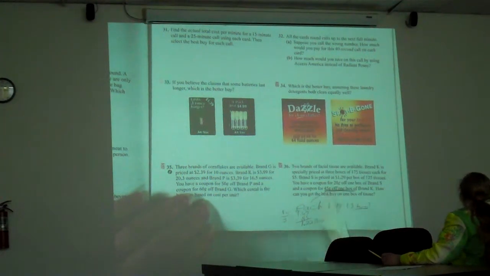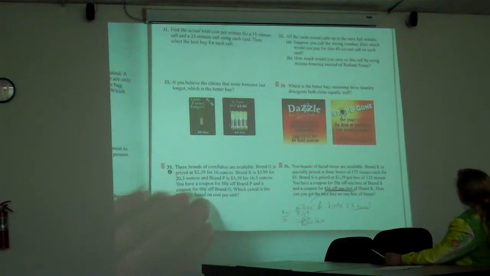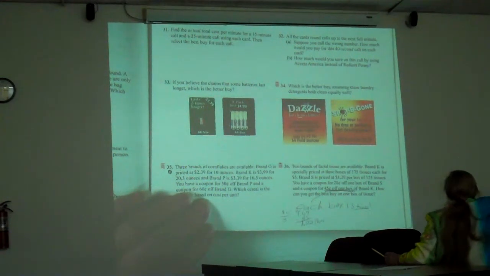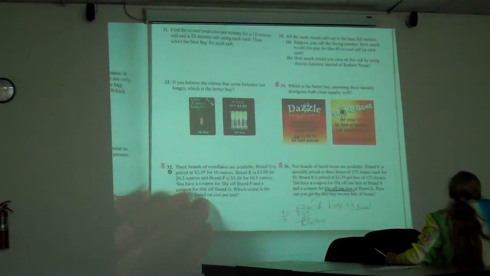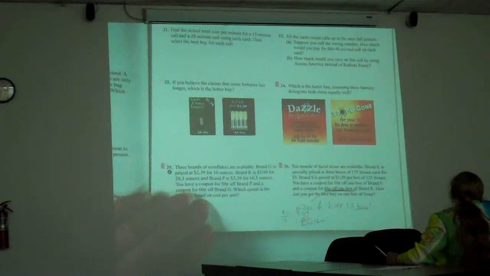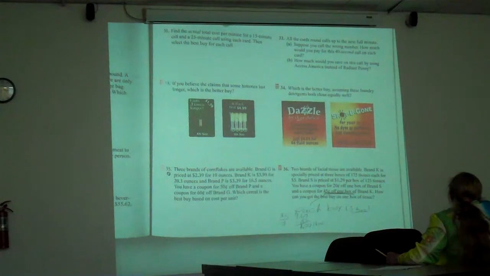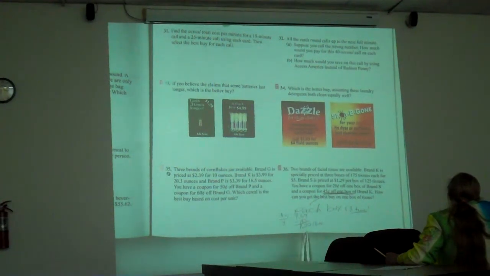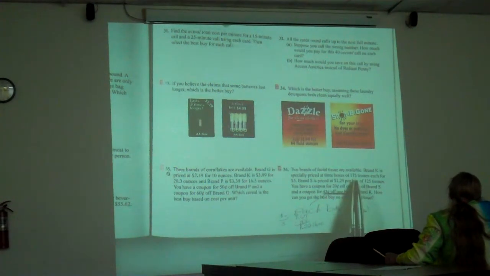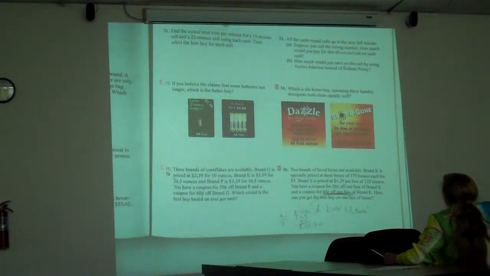Then again, you get 50 more tissues in one than the other. Oh, so you need to do the tissues too. Yeah, on one box it's 175 tissues for brand K and 125 for brand S, so you're getting 50 more tissues. A better buy would be... oh, so you're getting $1.22 for a box of 175 tissues.